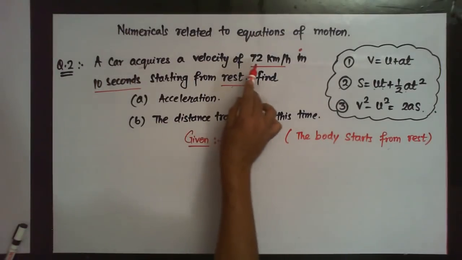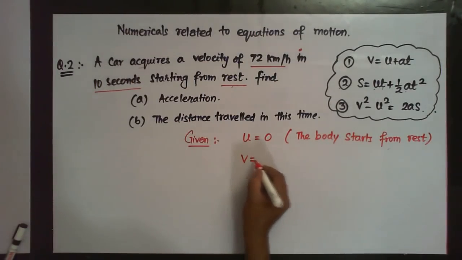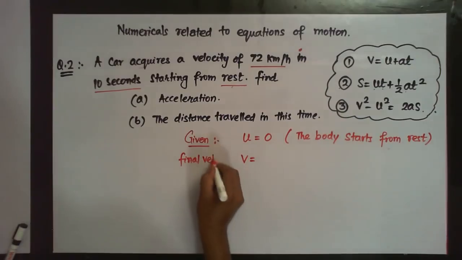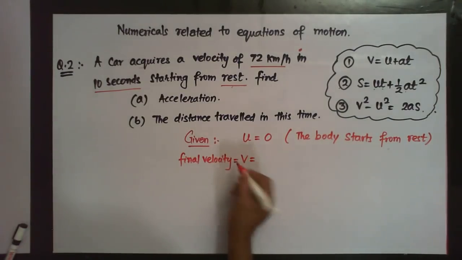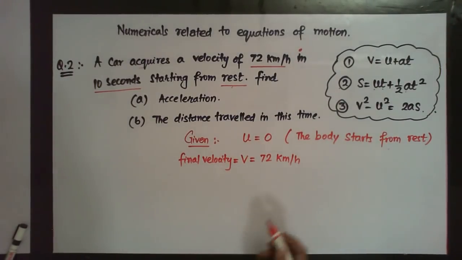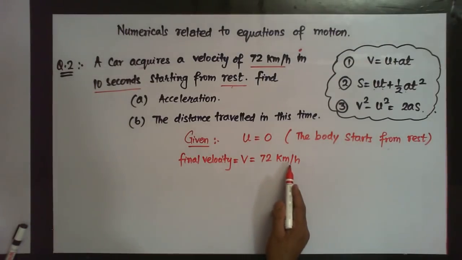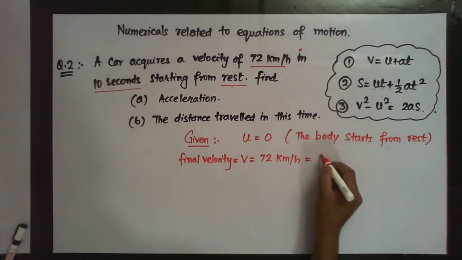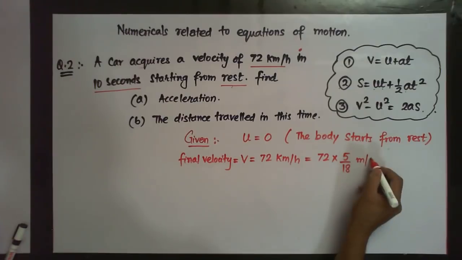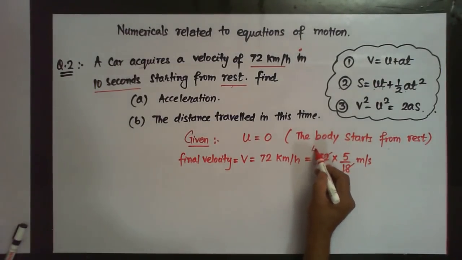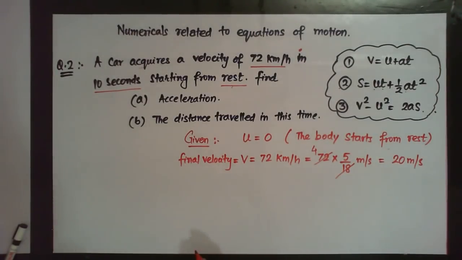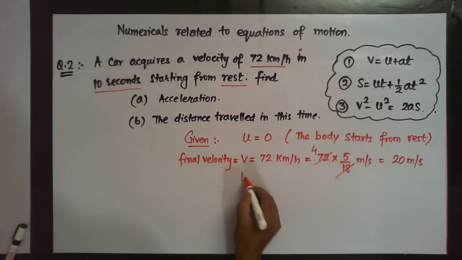Now it acquires a velocity of 72 km per hour. So V is the final velocity. Final velocity is 72 km per hour, and whenever we solve questions, we have to convert the units to the standard system. So this is 72 multiplied by 5 by 18 meter per second. 18 fours are 72. So we get 20 meter per second as the final velocity, and the time given is 10 seconds.